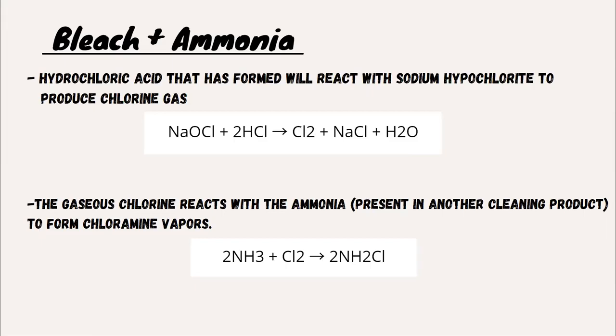Next. And then the hydrochloric acid that has formed from the HOCl will react with sodium hypochlorite to produce chlorine gas or mustard gas. And then this gas, which is a mustard gas, will react with the ammonia and then will form the chloramine vapors, which is harmful for people.